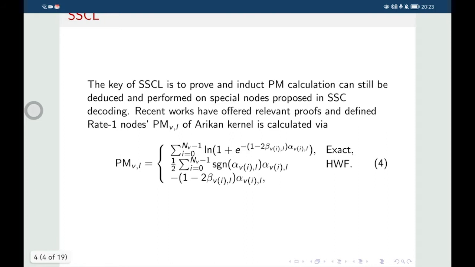The key of SSCL is to prune, and the PM calculation can still be deduced and performed on special nodes proposed in SSC decoding. Recent works have offered relevant proofs and defined rate 1 node PM. The PM of the Arikan kernel is calculated via the following formulas, in exact mode and hardware-friendly mode. Our paper will generalize these results to all kernels that meet certain conditions.